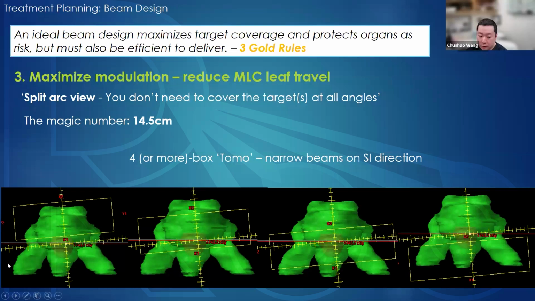This is an anus patient, a rectal cancer. Due to the involvement of inguinal nodes here and here, the field in the in-plane dimension will be very big if I put the collimator at 5 degrees. So our strategy here is to put all collimators near 90 degrees and have a 4-box covering from superior to inferior. Again, when adding all the beams together, the target will be fully covered.